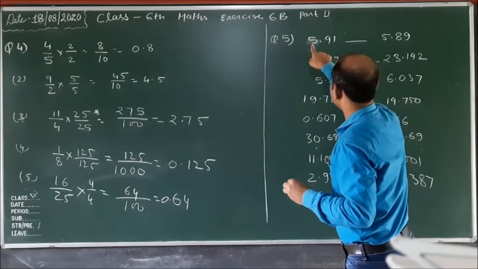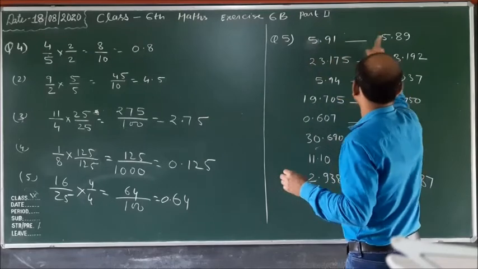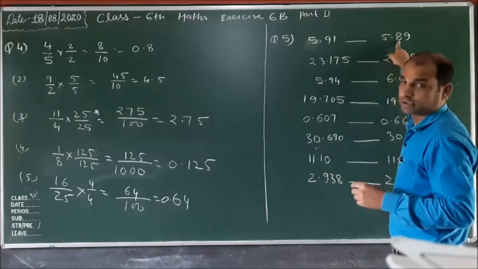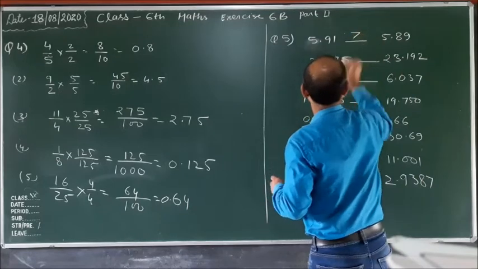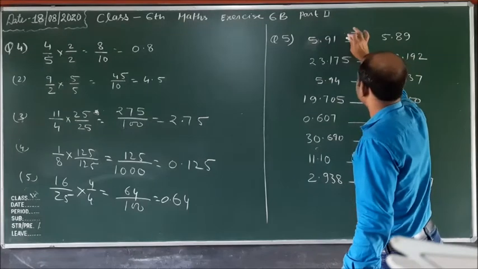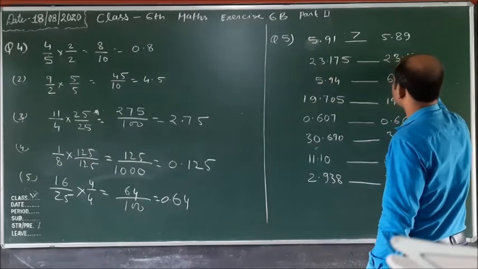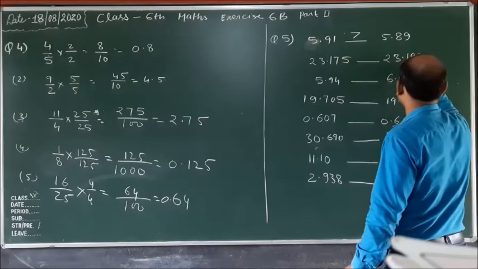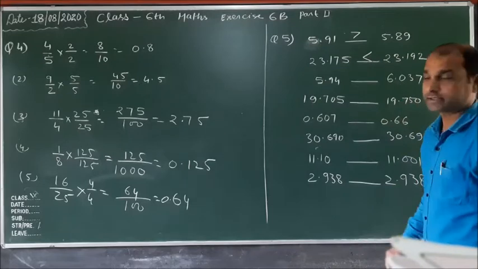So dear children, here 5 is equal, here 1 digit, here also 1 digit. After the decimal, here 9 and here 8. 9 is greater, 8 is smaller. So we put the sign this way, because the open face is always on the greater side. Now, here 23, here also 23, here 1, here 7 and here 9. So 9 is greater, so this decimal number is greater.